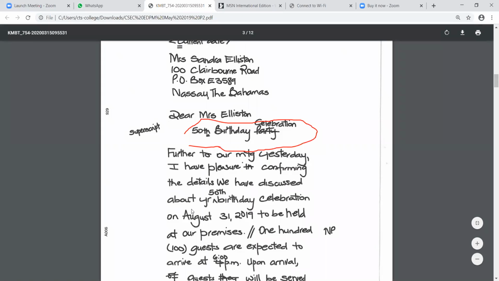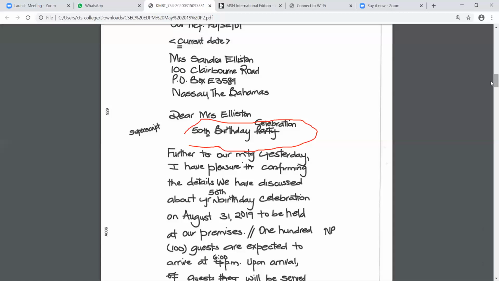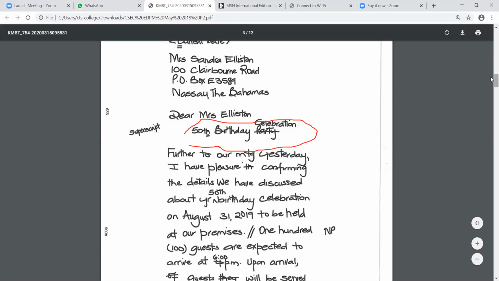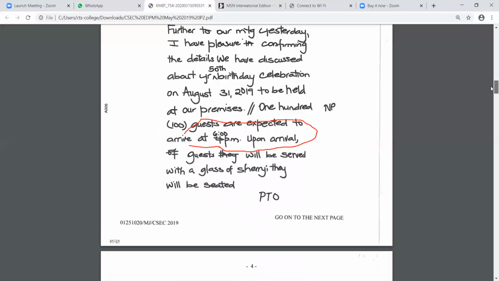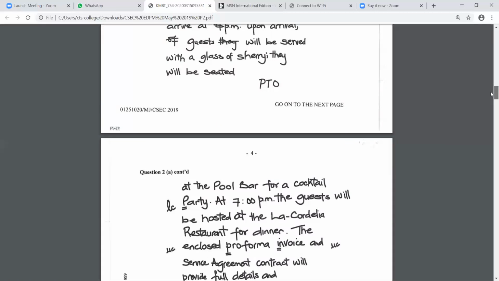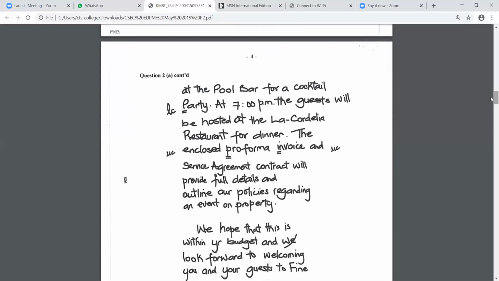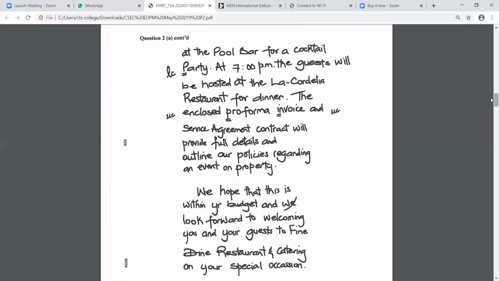Remember, the document goes on to the other page, right? So we may need to go down to find the location. Can you all see the location? Go through the document, tell me where's the location. Yeah, that's it. So the location is, let me see if I can get back this.